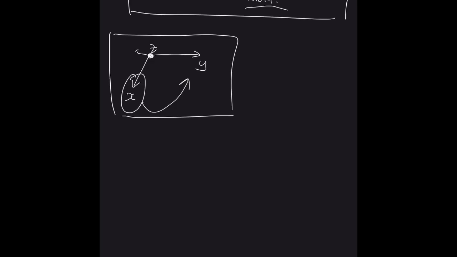So can the z-axis be sideways? Yes, it can, but it has to be above the plane of the paper. It has to point up towards the above the plane of the paper.